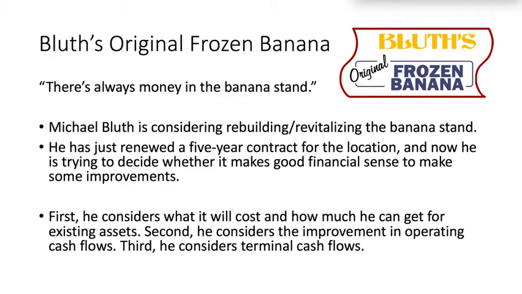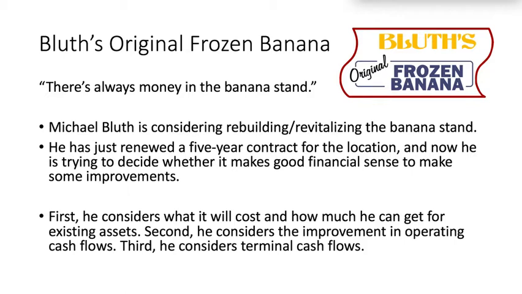So in this example, we're going to refer to one of my favorite TV shows, Arrested Development. And in the show, they have a frozen banana stand. And the main character, Michael Bluth, in this example was considering a revitalization project of the banana stand to make improvements, basically to buy new assets and replace old assets.